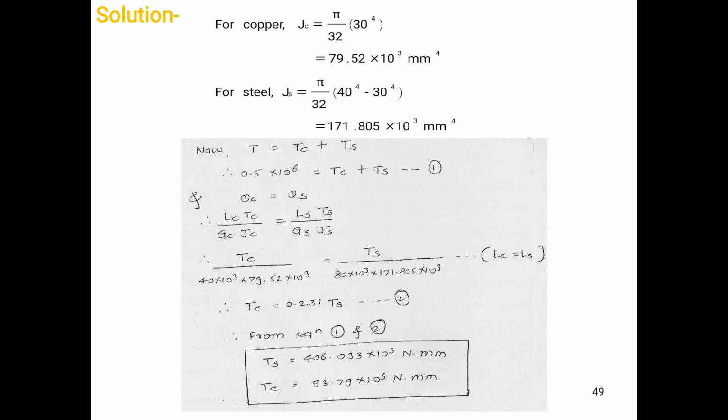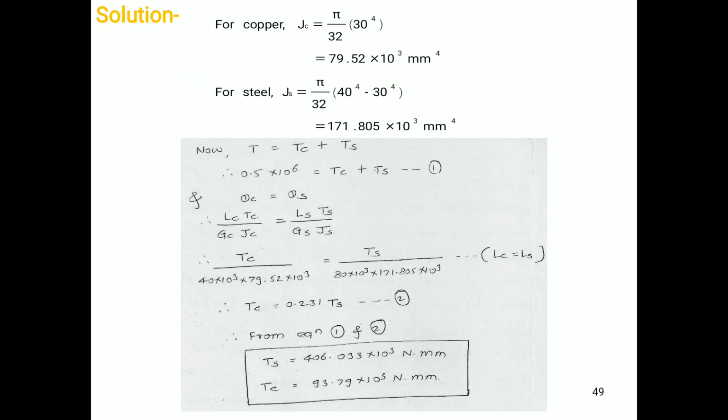First of all, we will calculate the value of J for the copper and J for the steel. The polar moment of inertia for the copper is given by pi by 32 into d raised to 4. The diameter is 30 mm, so it becomes pi by 32 into 30 raised to 4, and the value will be 79.52 into 10 raised to 3 mm raised to 4. This is the value of polar moment of inertia for the copper shaft.